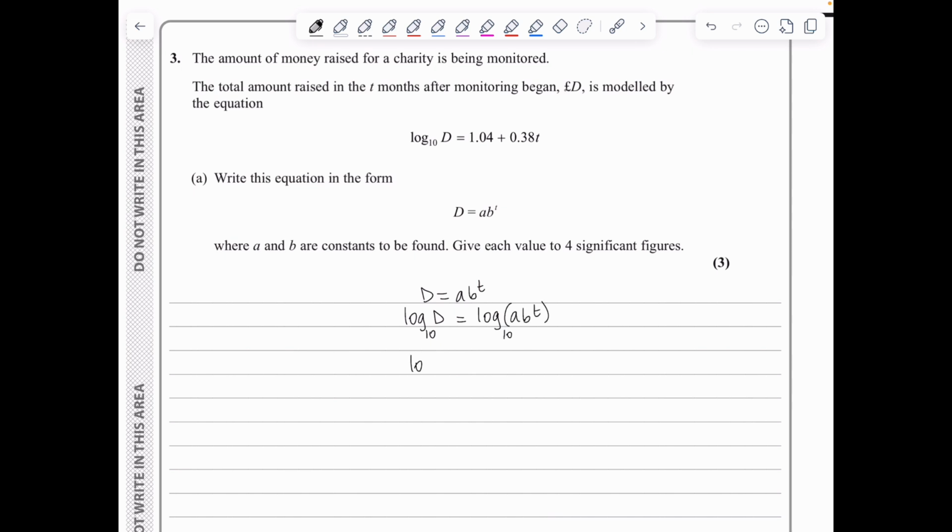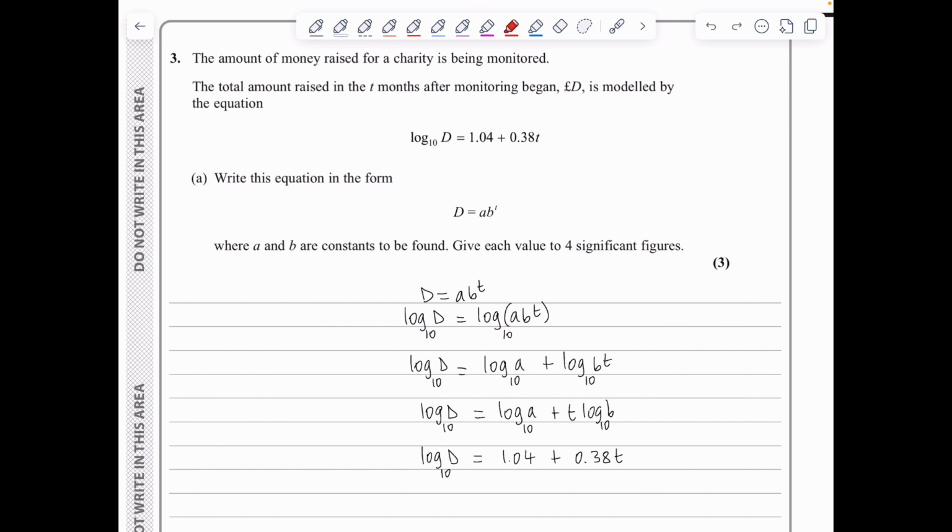This means that log of D base 10 is log of a base 10 plus log of b to the power of t base 10, which can be further simplified into log of d base 10 is equal to log of a base 10 plus t log of b base 10. This means I can easily compare it with the equation I was given.